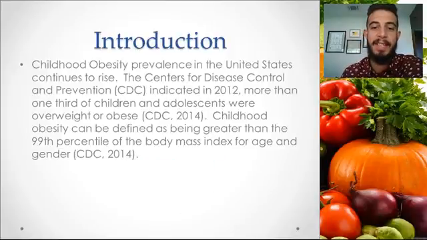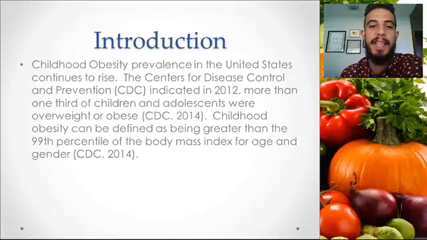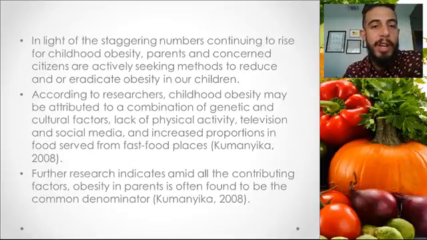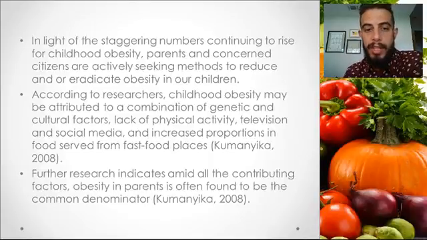Like I said, childhood obesity prevalence in the United States continues to rise, and the Centers for Disease Control and Prevention indicated that in 2012, more than 1/3 of children and adolescents were overweight or obese. Childhood obesity can be defined as being greater than the 99th percentile of the body mass index for age and gender. In light of these staggering numbers continuing to rise, parents and concerned citizens are actively seeking methods to reduce and eradicate obesity in children.